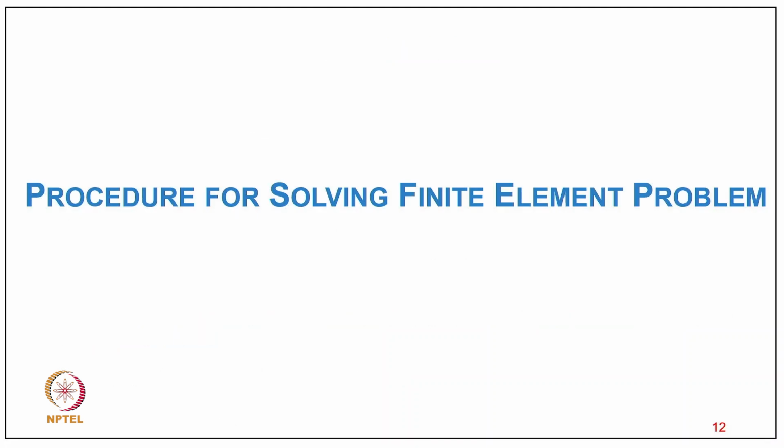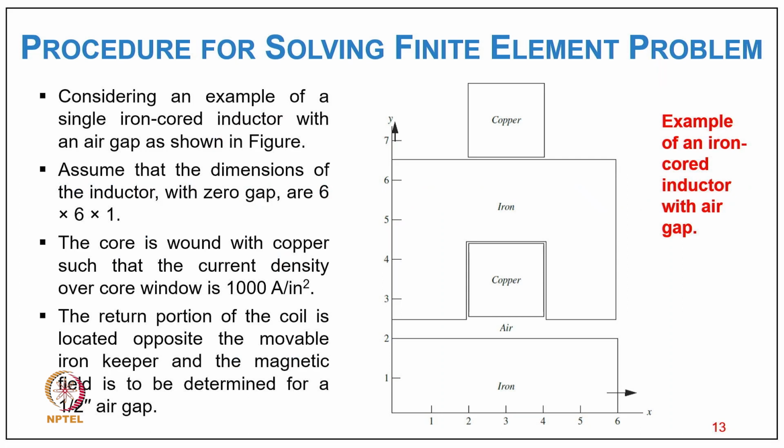So, now coming to the procedure of solving a finite element problem. Considering typically an example of a single iron core inductor with an air gap, as shown in the figure. Assume that the dimensions of the inductor with zero gap are 6 by 6 by 1, and the core is wound with copper such that the current density over the window is 1000 amperes per inch square, and the return portion of the coil is located opposite the movable iron keeper, and the magnetic field is to be determined for a half-inch air gap.